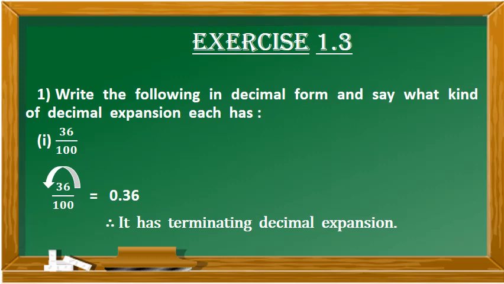Now we will go on to the first sum, 36 by 100. In 36 by 100, since the denominator is 100 and has 2 zeros, shift the decimal dot in the numerator to the left 2 places, such that we get the exact value for 36 by 100 as 0.36. That is, the remainder becomes 0. Therefore, 36 by 100 is equal to 0.36, a terminating decimal expansion.